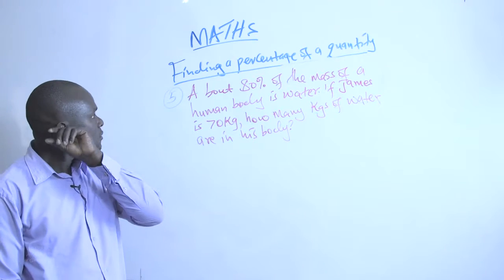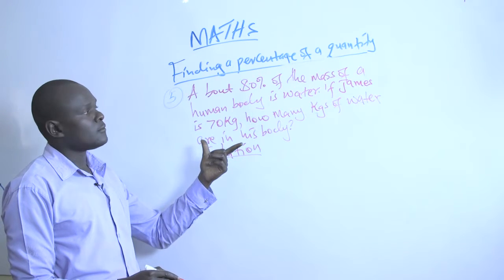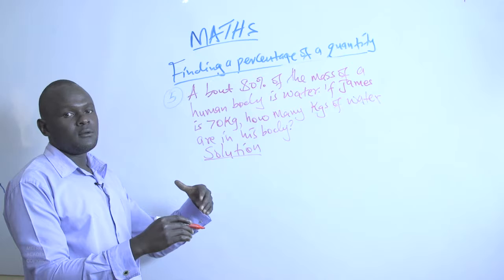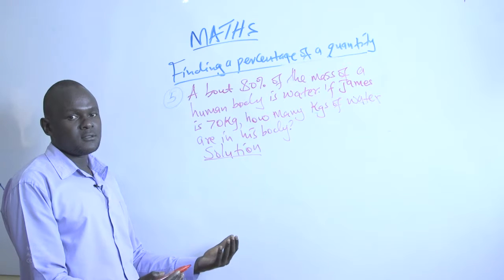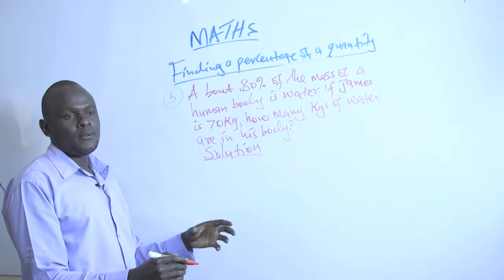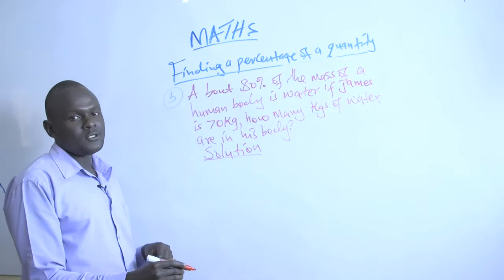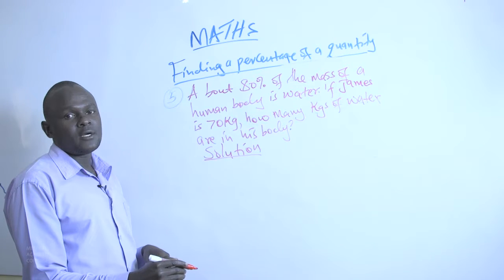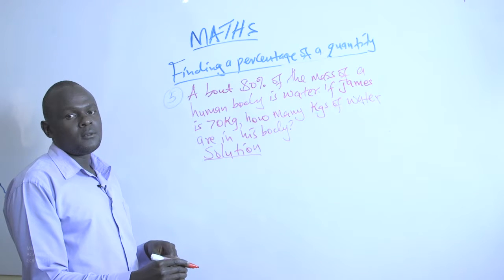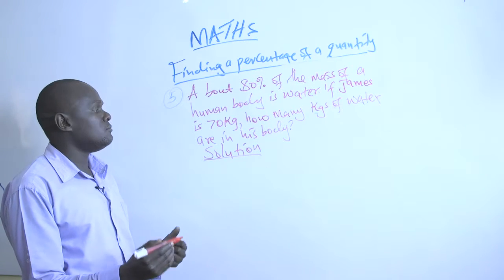It is a statement followed by a question. So if 80% of his body is made up of water, and we have been given the total mass, his mass, are we able to find the number of kilograms represented by this percentage? And in so doing, we'll have found the number of kilograms of water contained in his body.